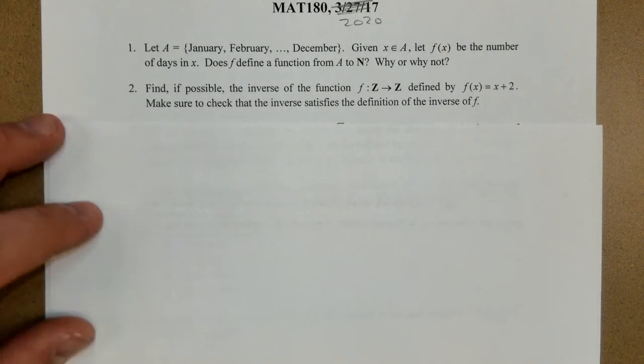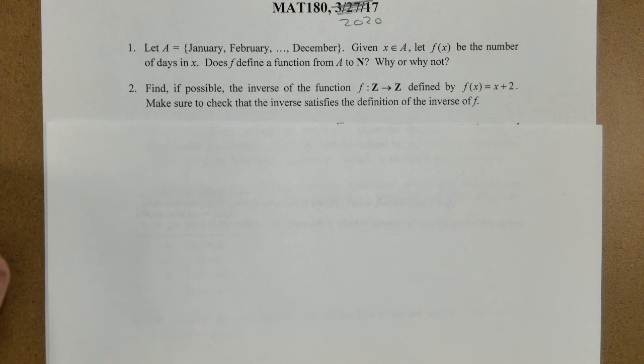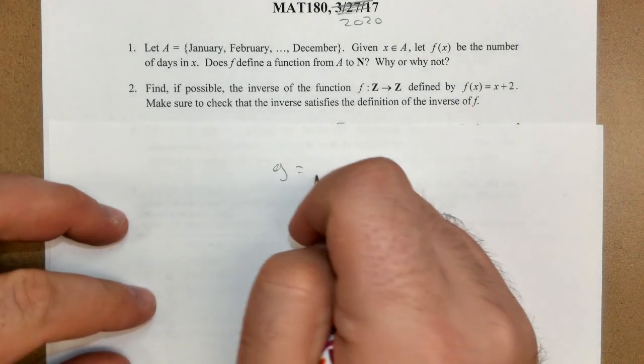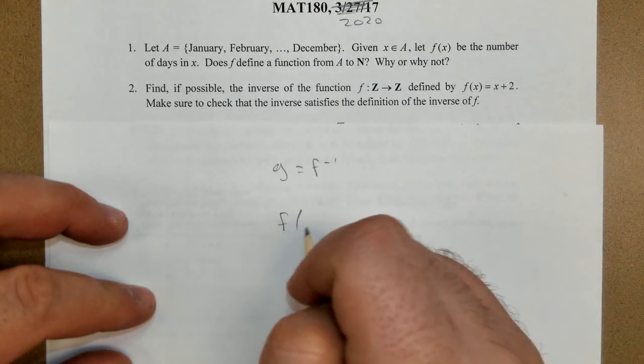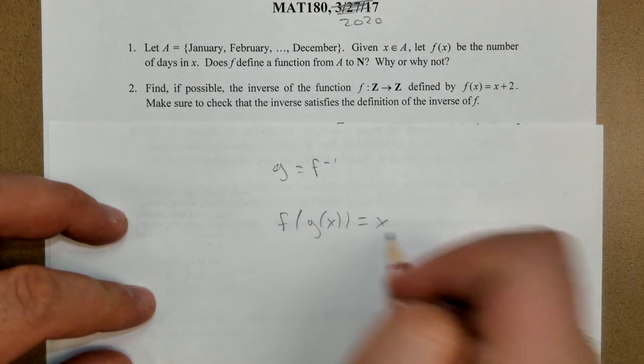Okay, so it says find, if possible, the inverse of the function f from Z to Z, so from the integers. Make sure to check that the inverse satisfies the definition of the inverse of f. So we'll call g, f inverse. So I want the function where f of g of x equals x.